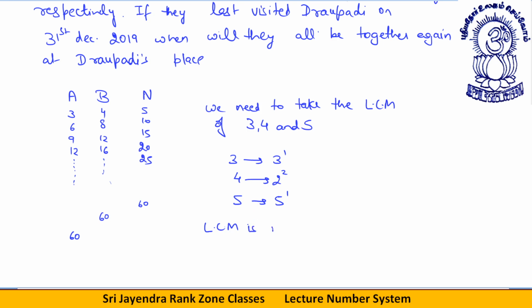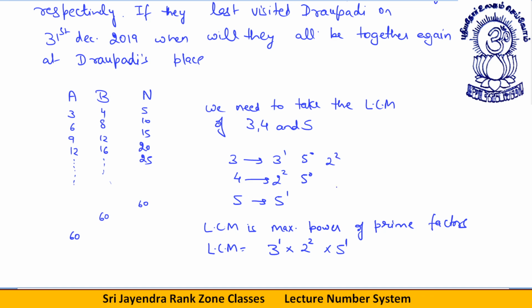LCM is the maximum power of each prime factor. So that way the LCM will be, what is the maximum power of 3? It is 3 raised to power 1. What is the maximum power of 2? It is 2 raised to power 2. What is the maximum power of 5? It is 5. Okay, because other places it is 5 raised to power 0.